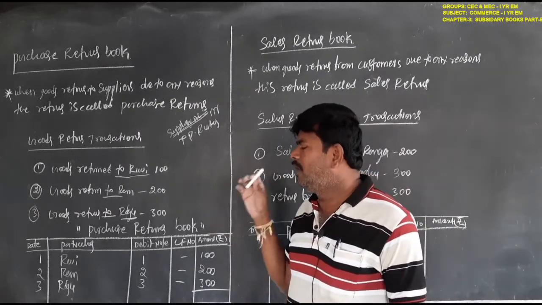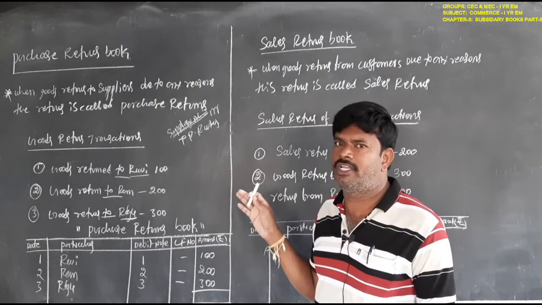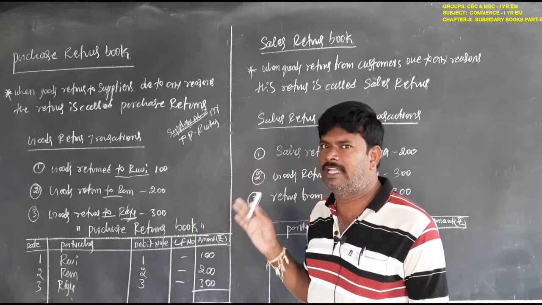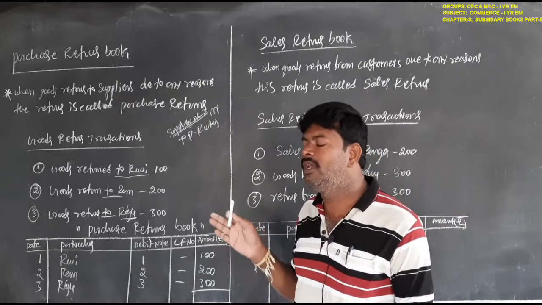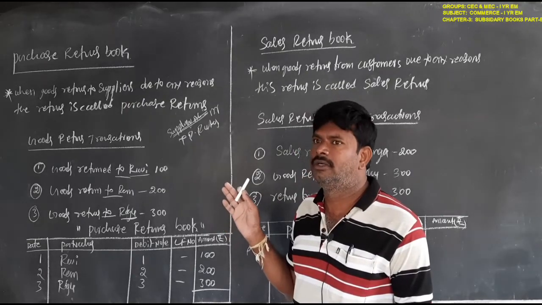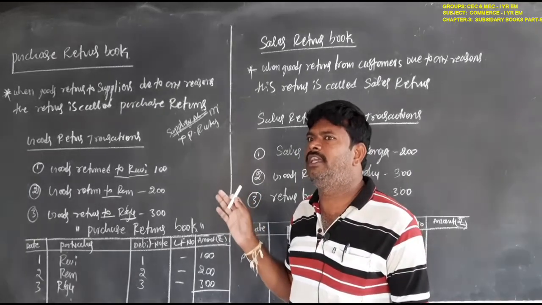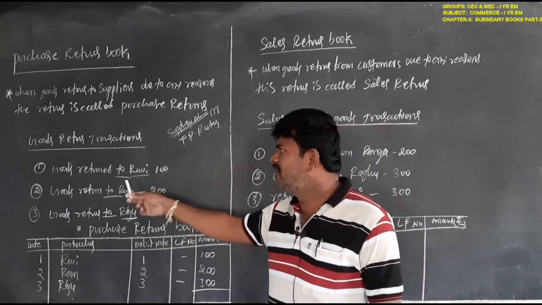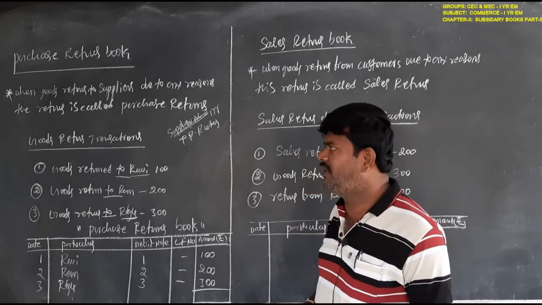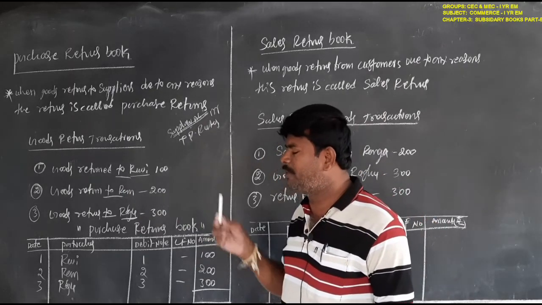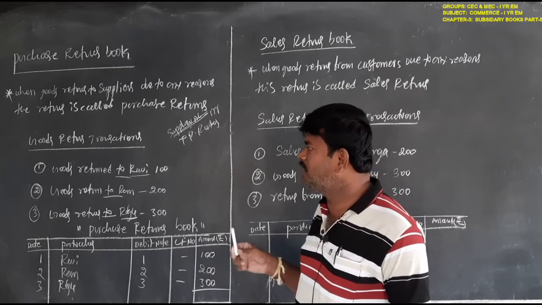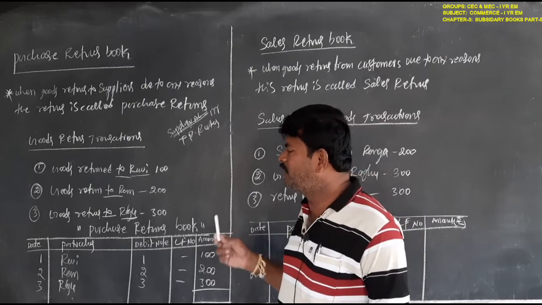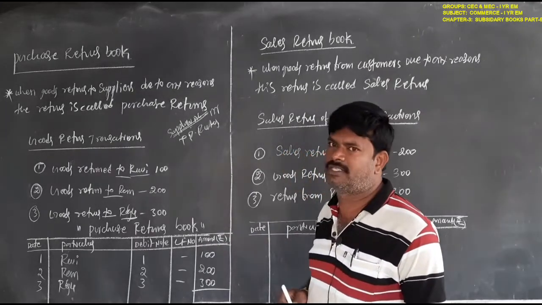And especially, the purchase returns book records only goods purchase returns, not assets. Only goods returned are recorded in this book, the purchase returns book. Here there are three transactions: goods returned to Ravi, this is purchase returns; goods returned to Ram, this is also purchase returns; goods returned to Raju, this is also purchase returns.